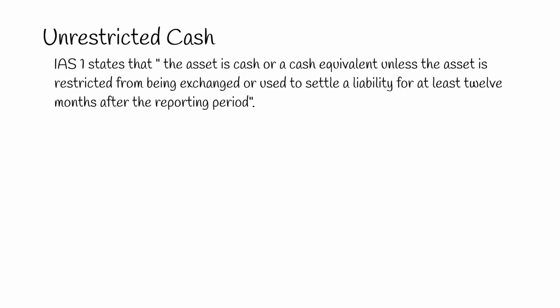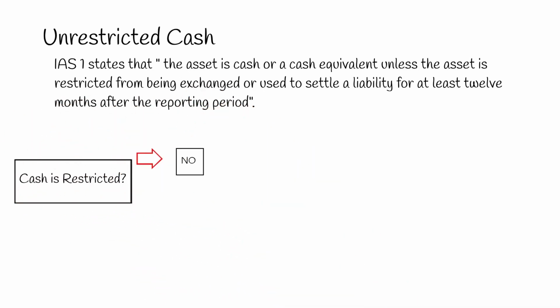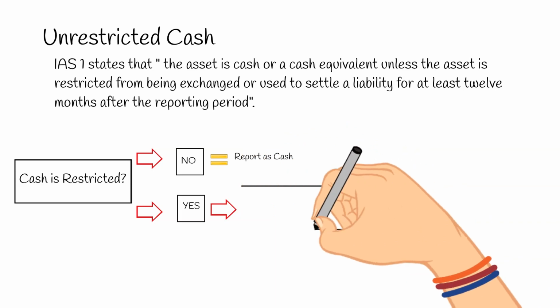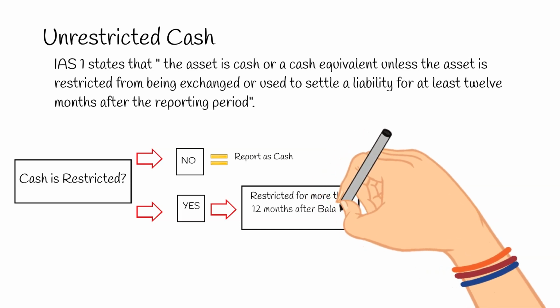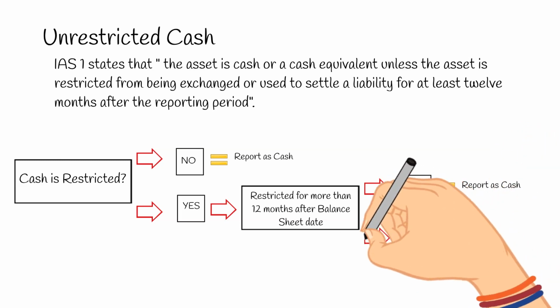When we talk about cash, we are referring to unrestricted cash. But what if the cash is restricted? Should you still report it as cash and cash equivalents? Or how? First, here is what the standard says. Let me simplify it for you. Just ask yourself, is the cash restricted? If the answer is no, then report as cash. But if the answer is yes, then ask yourself further, is the cash restricted for use or settlement of obligation for more than 12 months after the balance sheet date? If the answer is no, report as cash. But if the answer is yes, report as non-current asset.